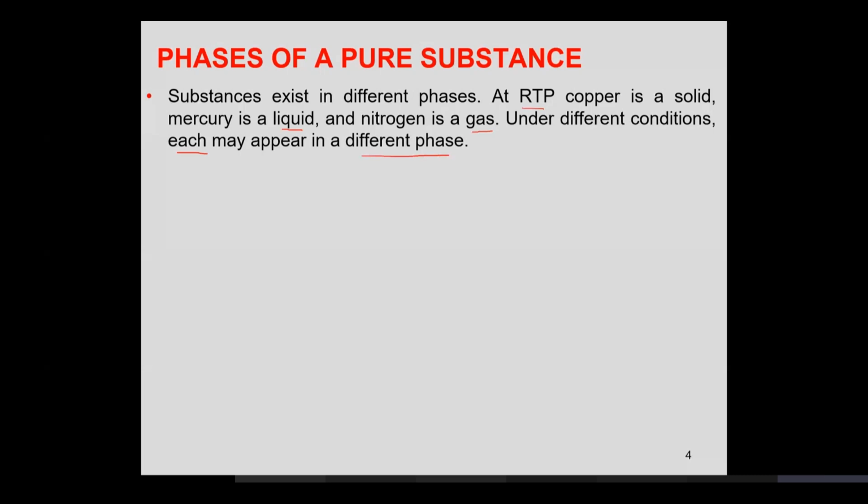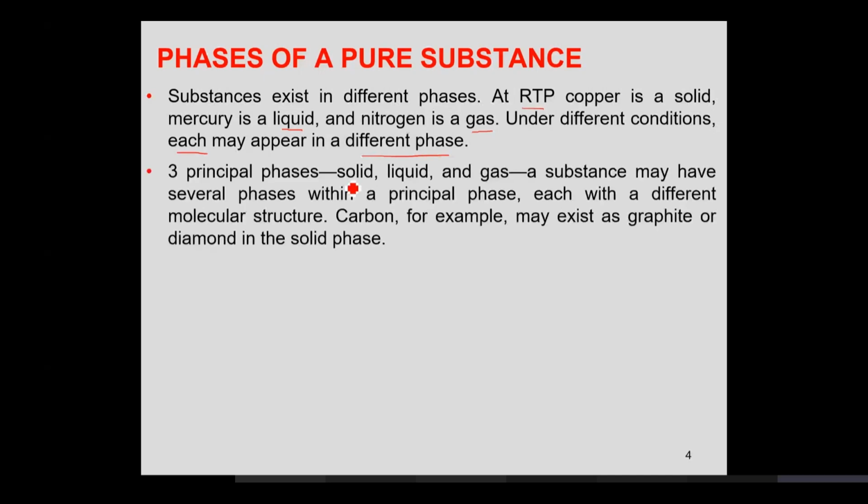You already know that there are three principal phases. Within the principal phase, there are several phases that may exist, and each different phase would have a different molecular structure. For example, carbon, whose principal phase is solid, may exist in the form of graphite, which has a hexagonal crystal structure, and diamond, which has a tetrahedral crystal structure.